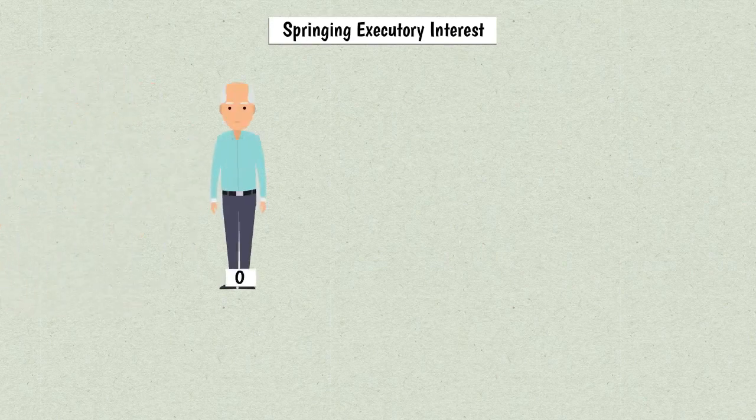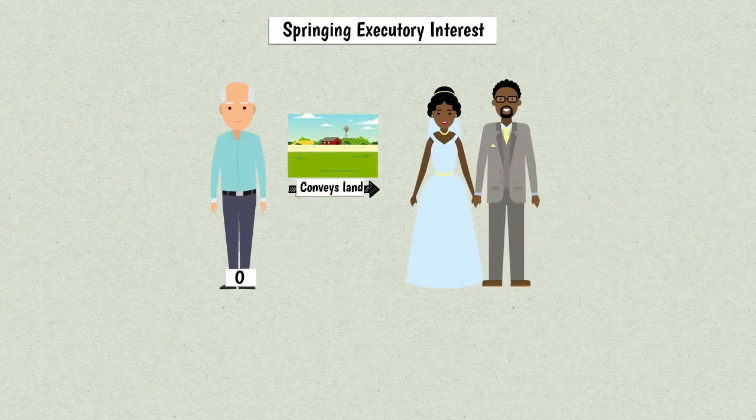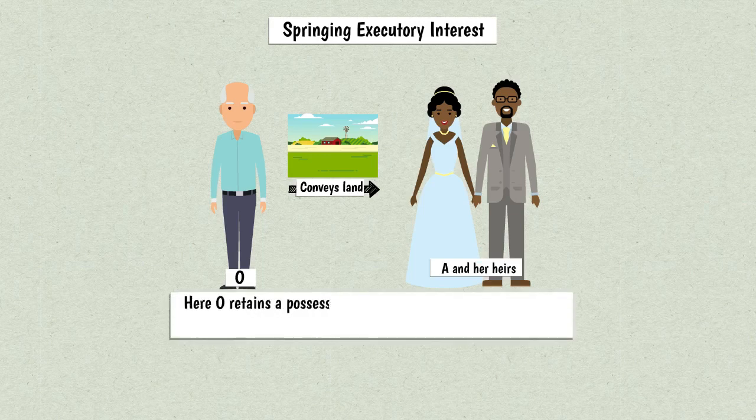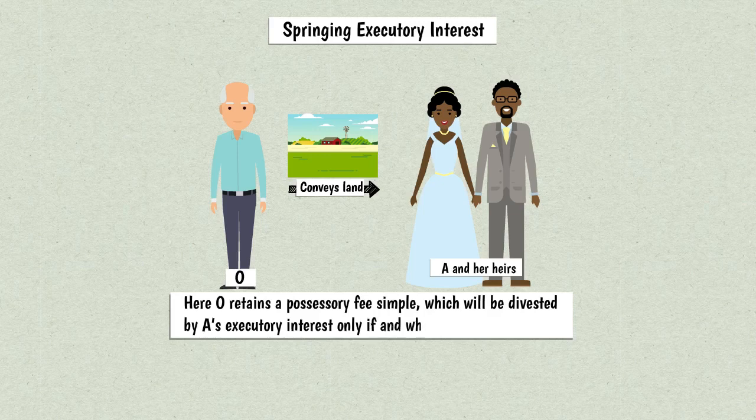For example, suppose O conveys, "to A and her heirs to take effect in possession and enjoyment upon A's marriage." Here, O retains a possessory fee simple, which will be divested by A's executory interest only if and when A marries. In some cases, the grantee's interest that is subject to being divested is not as apparent. Take this case, for example.